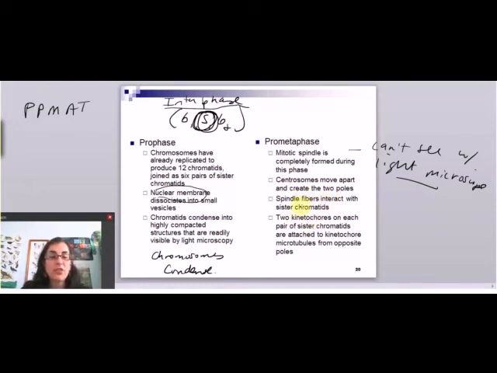The spindle fibers are interacting with the sister chromatids, and when you watch the video of mitosis, you're going to see that what's happening is that the chromosomes are going to be getting moved around. So they're attached, but they're going to be getting moved around.